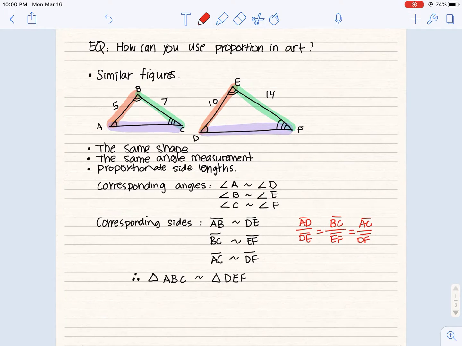So their proportions should be equal, and note that all the top ones are only from the left triangle and all the bottom ones are only from the right triangle. So you cannot mix the top and bottom. If you start using one of the sides on the top, then you always have to put that same triangle's side in the same position.